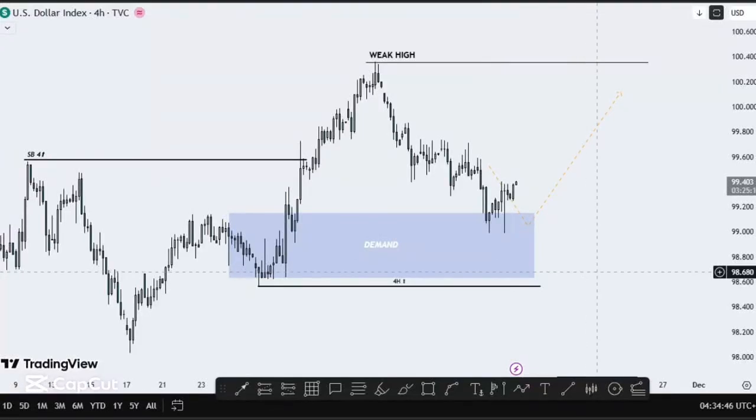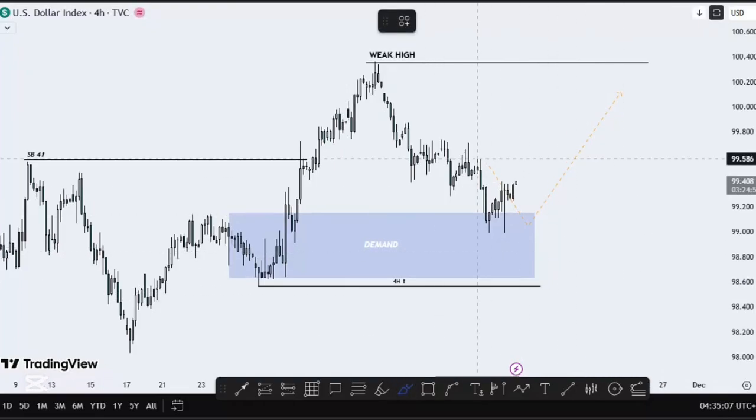Alrighty, so we are back again with another weekly analysis, another forecast, and also we're gonna recap on the last trading forecast that we posted on our YouTube channel. So let's quickly just take a look at the DXY on the 4-hour time frame.